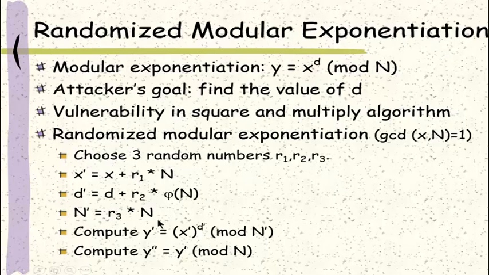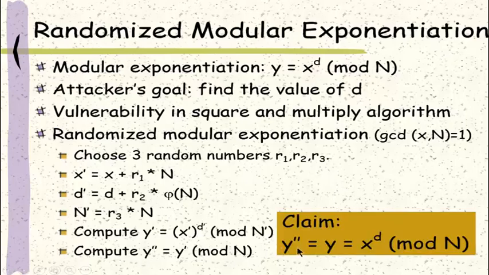Then, instead of computing the modular exponentiation of x to the power d mod n, we compute x prime to the power d prime mod n prime, and we call this result y prime. After this, we compute y prime mod n, and we call the result y double prime. The claim we have here is that y double prime is the same as y, which is the modular exponentiation we are trying to compute.